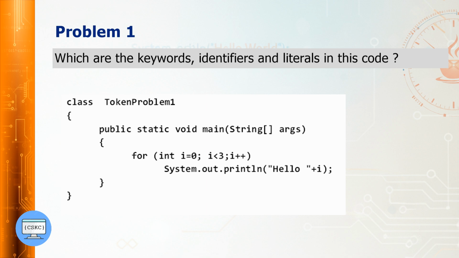Here is the problem 1. Here is a simple Java code. Please note down on a sheet of paper which are the keywords, identifiers and literals in this code. Please pause the video now and try to solve the problem. Play it further when you need the hint.